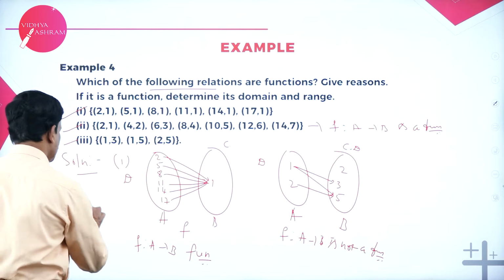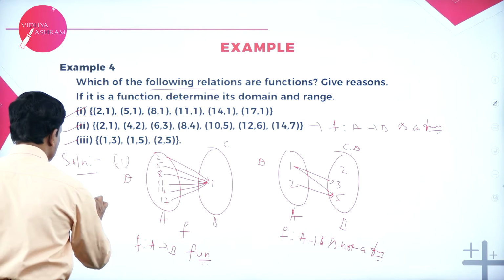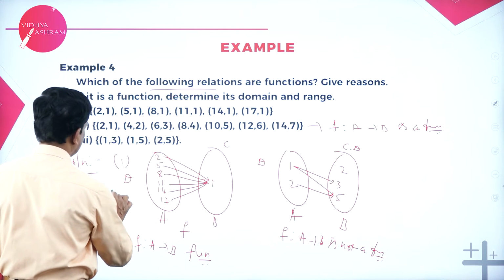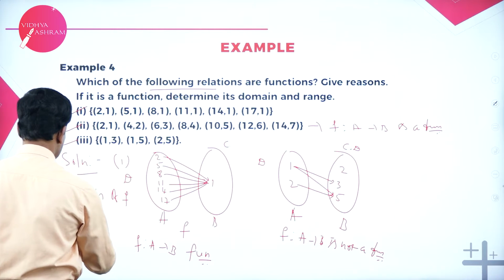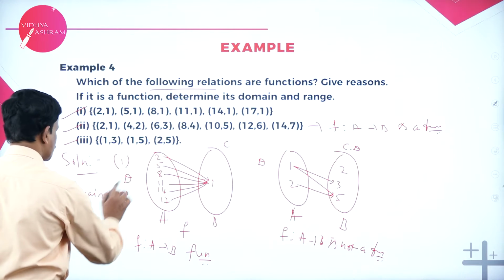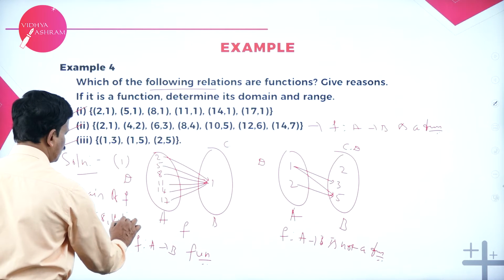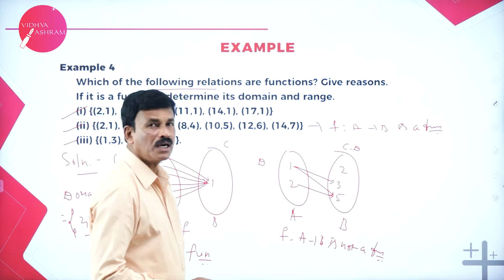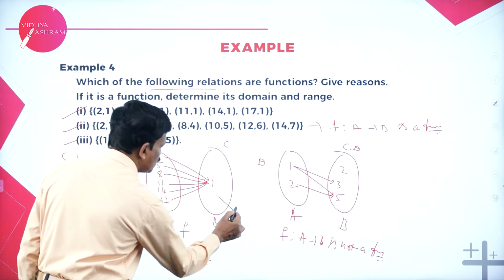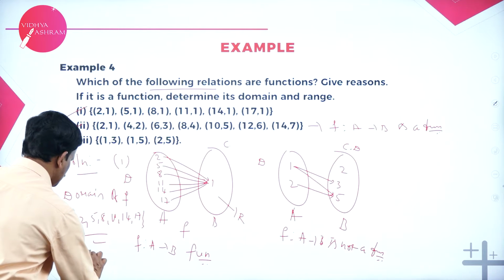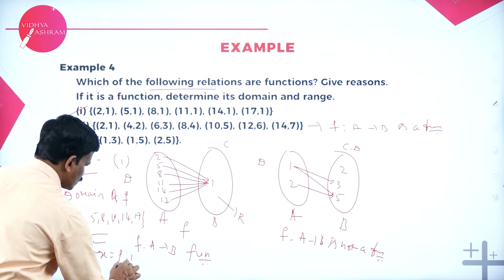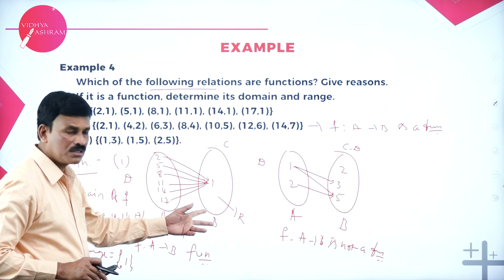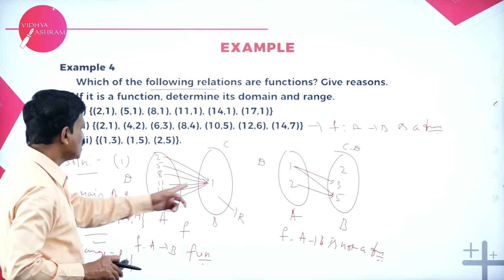Now this is the domain. The domain of this function, domain of f, is equal to the first elements 2, 5, 8, 11, 14 and 17. These are the domain. And what is the range? These are called the range. The range is equal to 1. So the elements of set A are called the domain, and the used elements of the set B are called the range. That is, here 1 is the range.